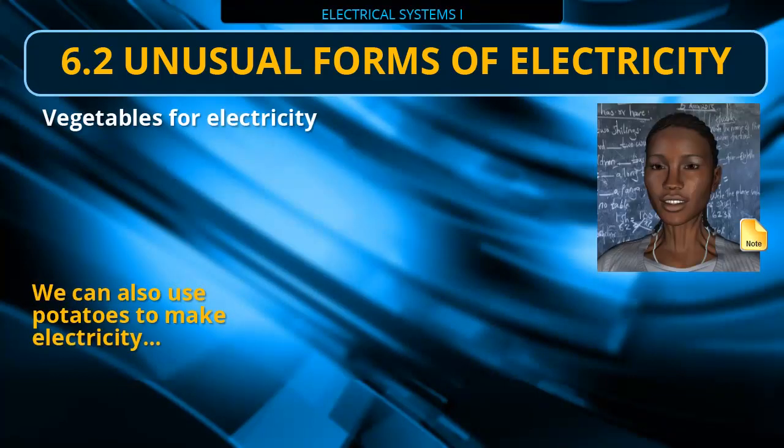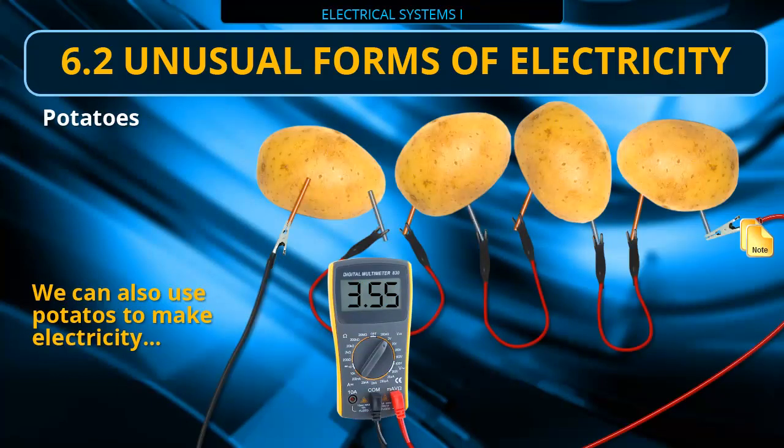Some vegetables can also make some electricity. Let's look at a few potatoes next. Here we have connected 4 potatoes in series to make a battery. The reading on the meter this time is 3.55 volts. In the next exercise we will look at salt water.